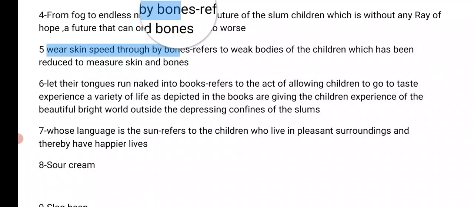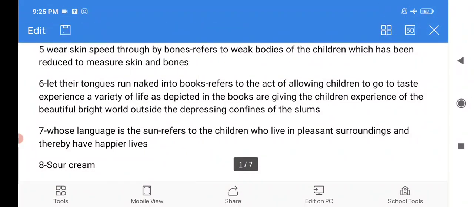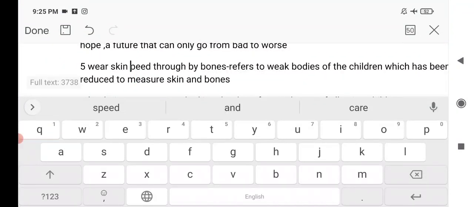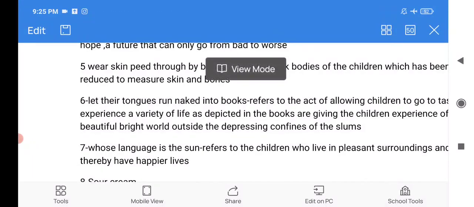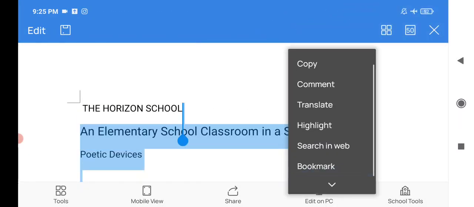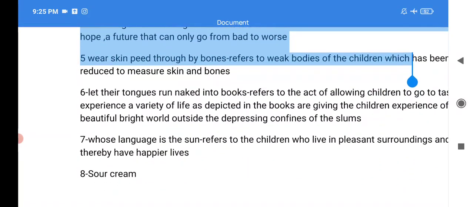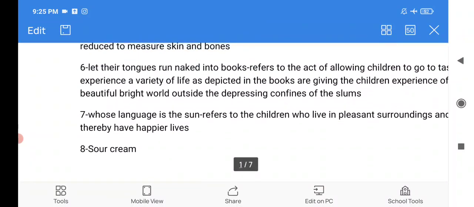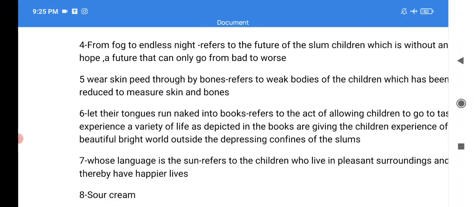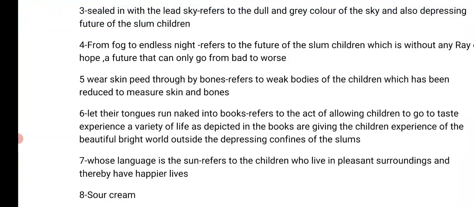And then we have a metaphor in this line. Where skin peeped through by bones. This is not 'speed', children, this is 'peeped', right? Let me just edit it first. Where skin peeped through by bones refers to the weak bodies of the children. So these children are so thin, so weak and feeble, that you could actually count their bones. They don't have a fat layer because they don't get enough food or nutrition.